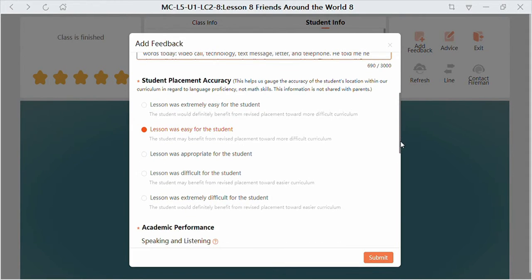And then you have the student placement accuracy. It goes from lesson was extremely easy for the student. The student would definitely benefit from revised placement toward a more difficult curriculum. And then it goes all the way down to lesson was extremely difficult for the student. The student definitely would benefit from revised placement toward an easier curriculum. And then you have lesson was appropriate. I thought the lesson was easy for him, and he may benefit from more difficult curriculum.